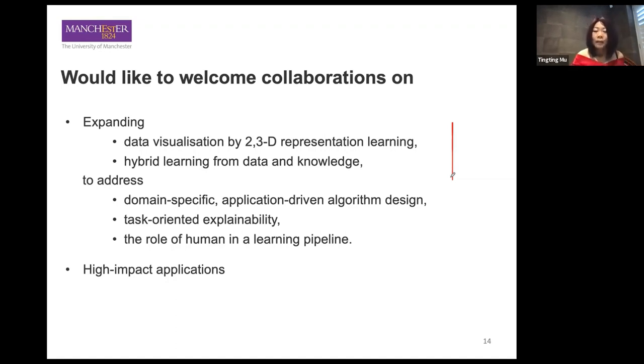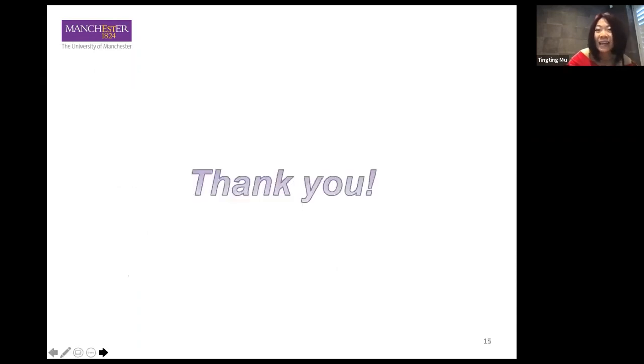And also, when you improve the explainability of a model, it's quite challenging, or we can say it's probably ineffective to do it in a general sense. It's not that you have fixed a way to explain things for many different tasks. So we would like to work on more task-oriented explainability. And also we would like to research a bit more on the role of human in a learning pipeline. Okay, thank you very much. I finished the presentation. Thank you.